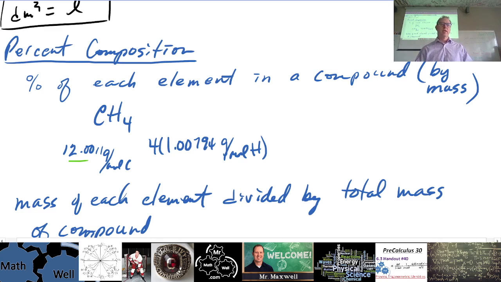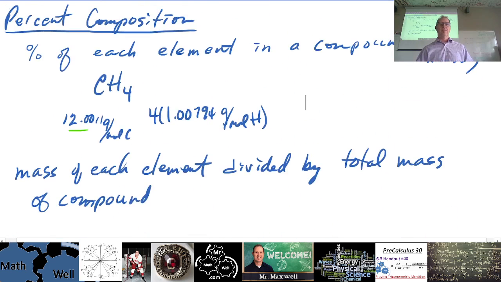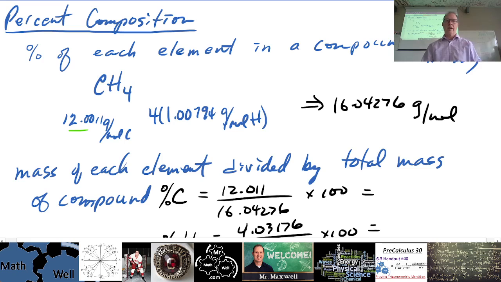So 1 mole of CH4 would be 1 times 12.011, that's the grams for carbon, and then 4 times the 1.00794, that's the grams for hydrogen. And so we would have a total here of about 16 or so grams. And then to find the percent composition, you take the mass of each and you divide it by the total. So the total grams per mole is exactly 16.04276. The mass of each element then, that's the individual portion of that compound.